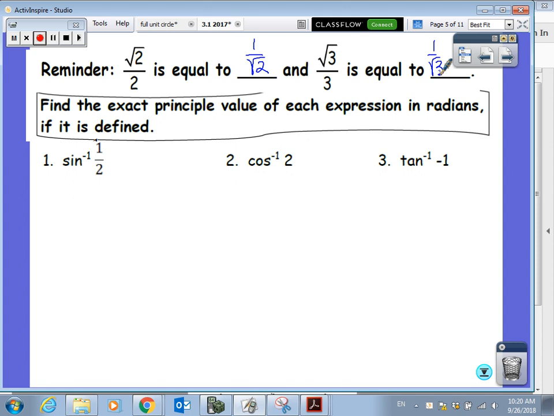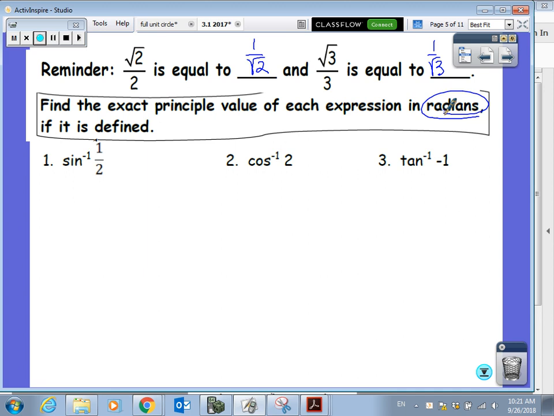If you write that, if that's an answer, I don't care which one, they're completely equal. One is not more simplified. Rationalizing doesn't mean simplifying. Those two aren't the same words. It's just a different form. It's like 1/2 versus 0.5, a fraction versus a decimal, rationalized versus unrationalized. Same thing. All right, so find the exact principal value of each expression in radians.